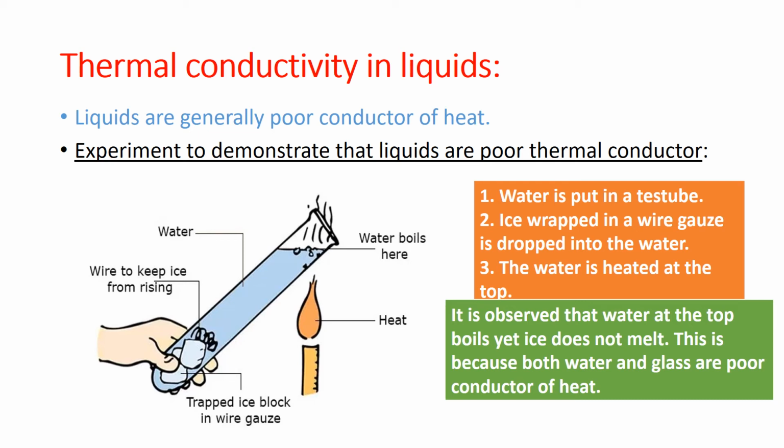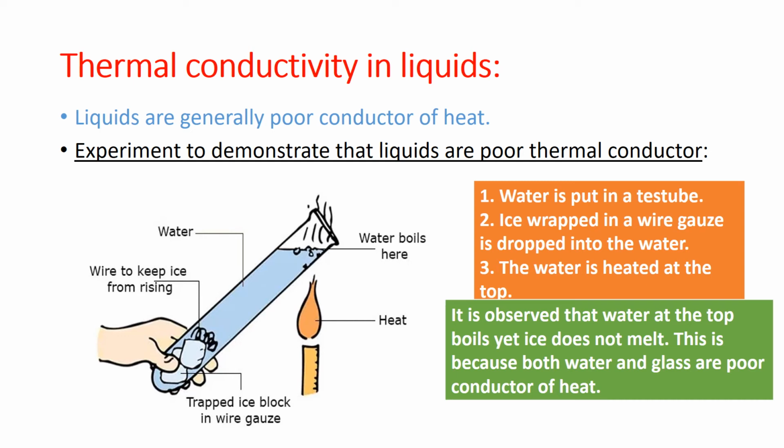It was observed that water at the top boils, yet ice does not melt. This is because both water and the glass are poor conductors of heat. Mind you, the ice was wrapped in wire gauze so that it does not float. If you leave ice alone without wrapping it in the wire gauze, it floats on water. So we wanted it to sink down.